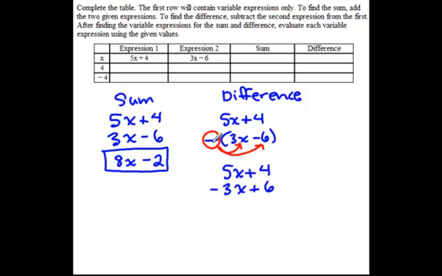Once I've taken that negative sign and distributed it to each term, I can just add straight down again. This will give me a plus 10, and this will give me a plus 2x, because again, 5 is money you've got, negative 3 is debt. If you find your total balance, you're going to have 2x left over. And that's the difference of the two polynomials.